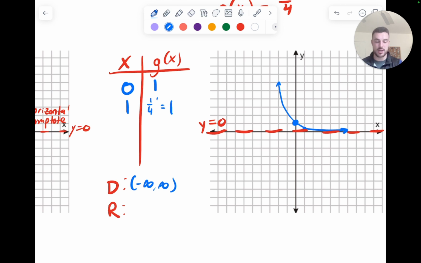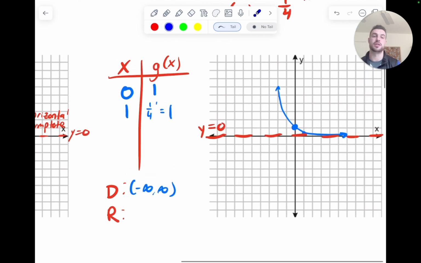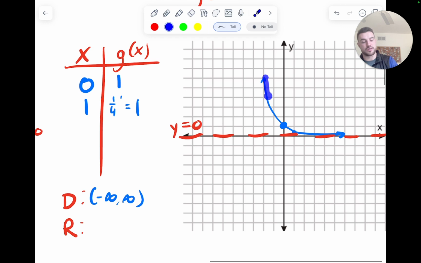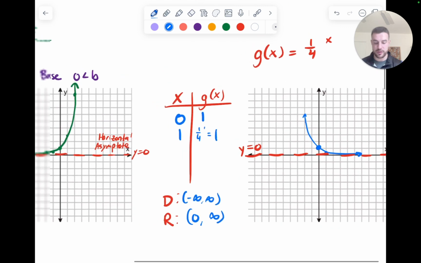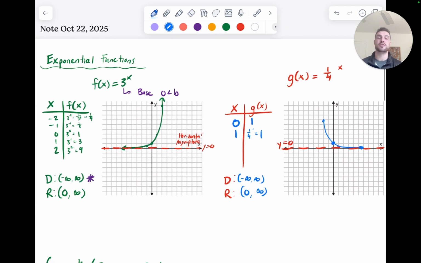And now our range, this is going to change, but it actually just so happens to be the same range as over here. If you take a look, the lowest value we start to get closer and closer to is 0, but we never really get there, so it gets a parenthesis. And then we have an arrow pointing up towards infinity. So these are 2 exponential functions. As you can tell by their pictures, they are pretty different.